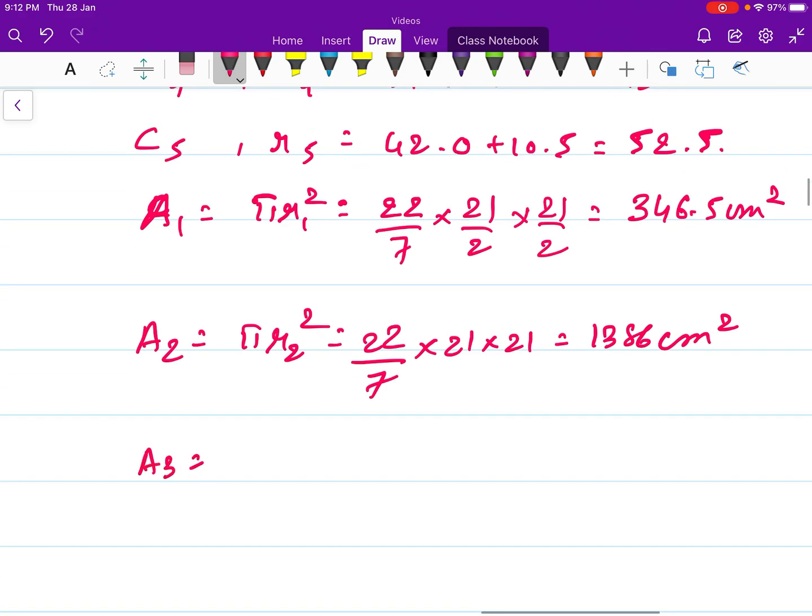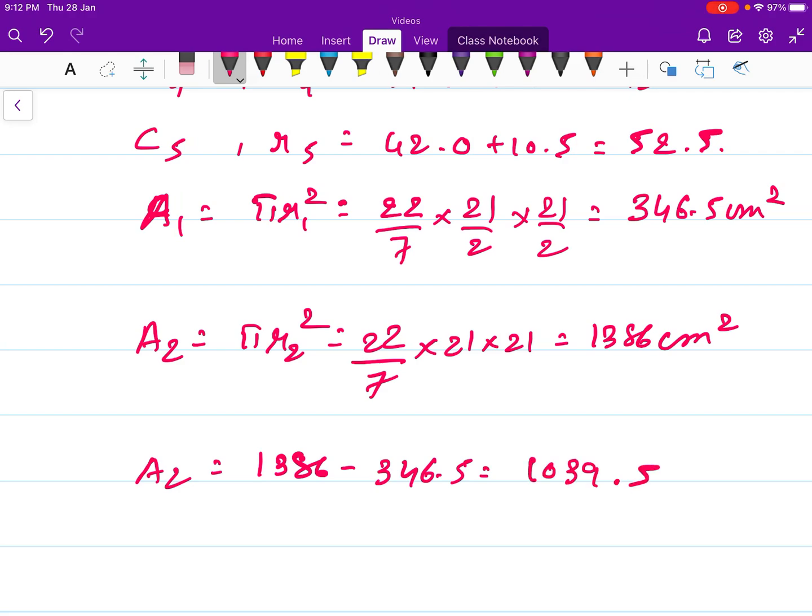A3 will be, now here this is of the circular region, so we'll have to subtract. For A2 we'll have to do 1386 minus 346.5, because it is the area of the red ring, which is equal to 1039.5. That is the red region.